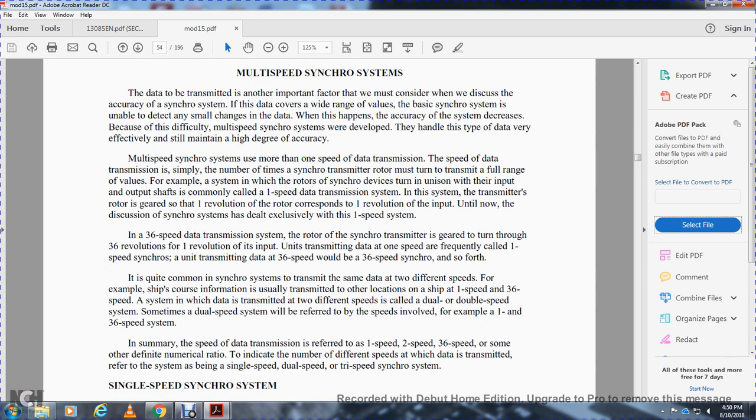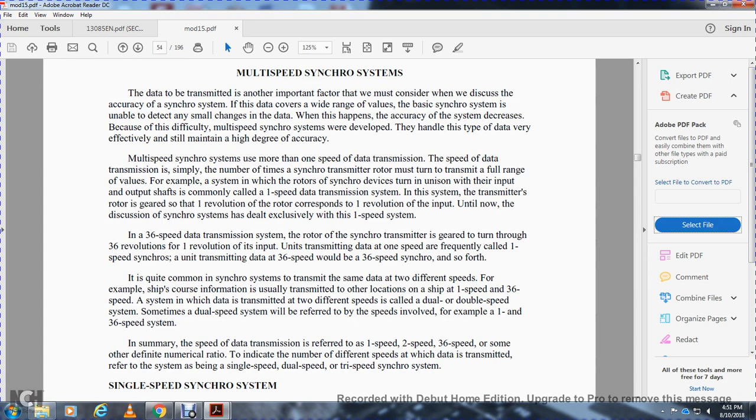The same data can be transmitted at two different speeds, for example ship course information, which is usually transmitted to other locations at speeds of 1 and 36. A system that transmits data at two different speeds is called a dual-speed or double-speed system. Sometimes the double speed is referred to as a two-speed system involving 1 and 36 speed. Some data transmission is referred to as 1 speed, 2 speed, 36 speed, and some other different numerical ratios.